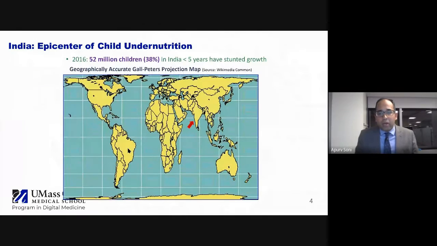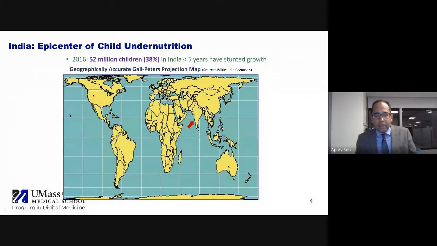With that background, I wanted to focus on child undernutrition today, which was the focus of a lot of my dissertation work. This may not be news to this audience, but India really is at the epicenter of child undernutrition. This data is a little outdated, but 1 in every 3 children in India under the age of 5 was reported to have stunted growth.